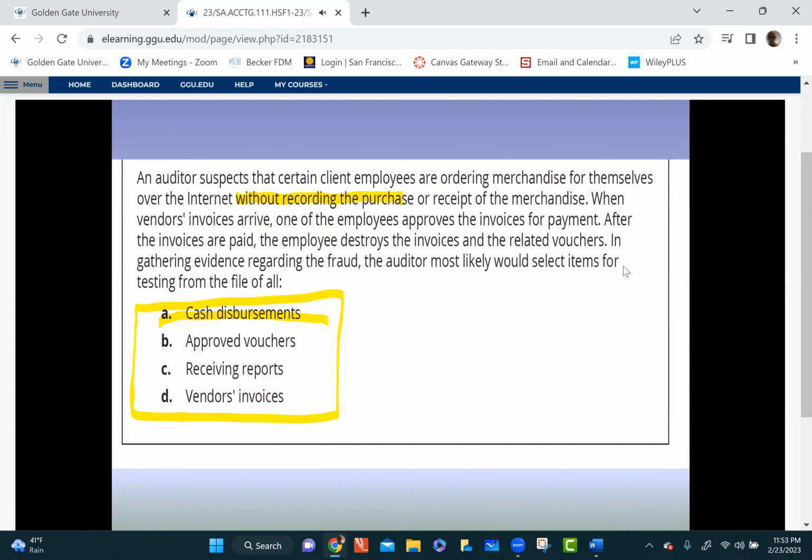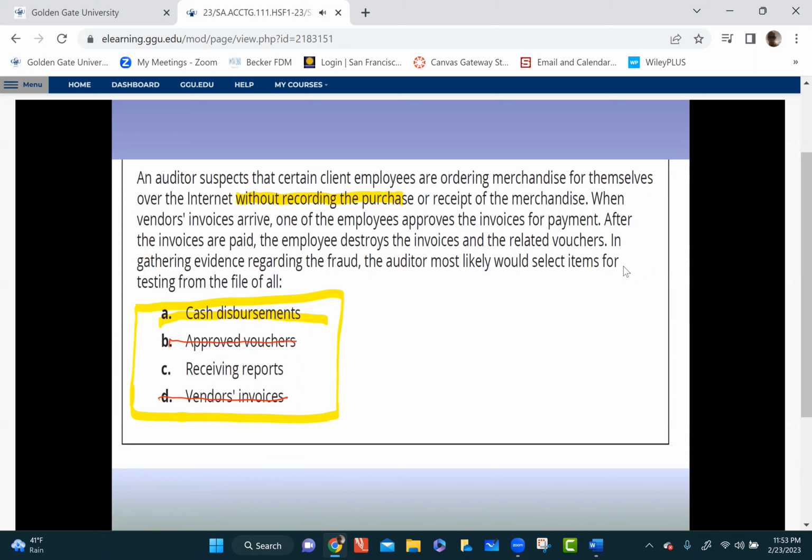Okay, now that's the very theoretical way to answer this question, but there was more in this question that helped you to answer it than just this theoretical discussion of how you audit the completeness assertion. It says when the vendor invoice arrived, one employee approves the invoice for payment. After the invoices are paid, the employee destroys the invoice. Well, if the employee destroys the invoice, I guess there'll be no what? Invoices to look at. Okay. Destroys the invoice and the related voucher.